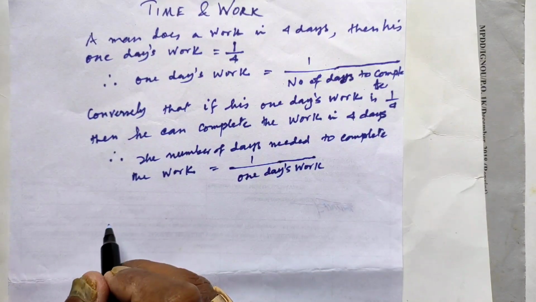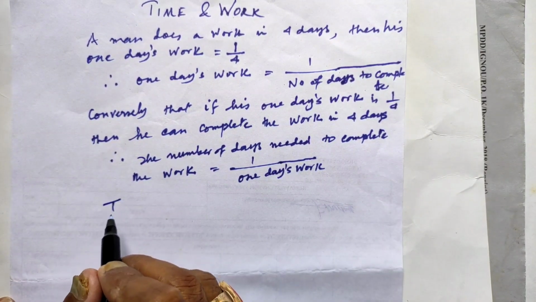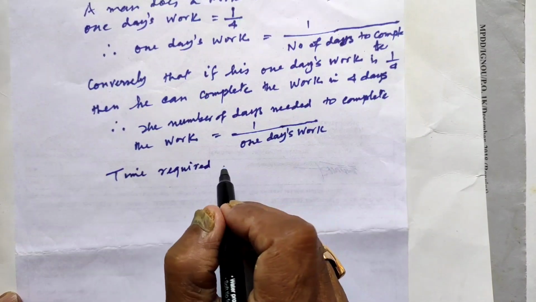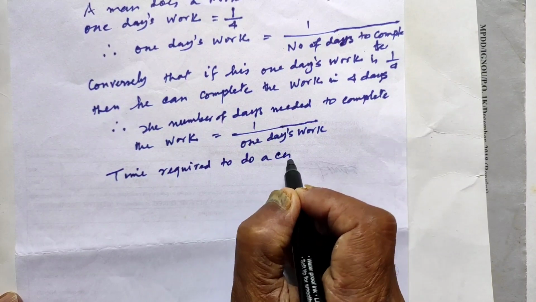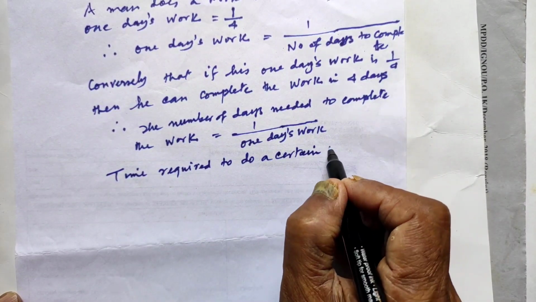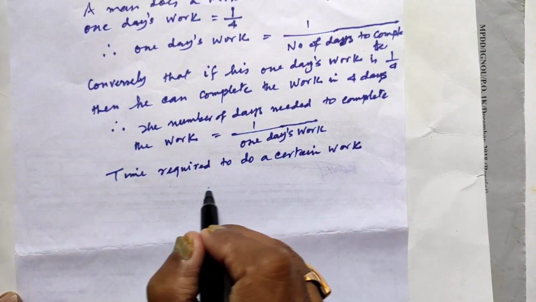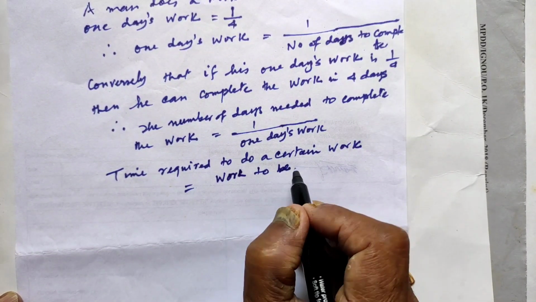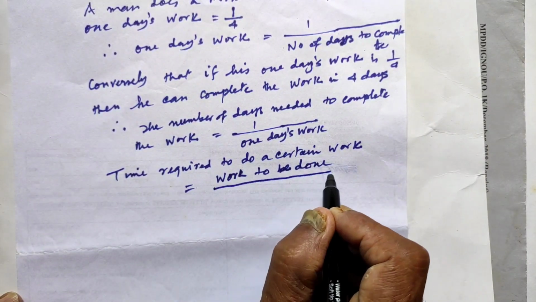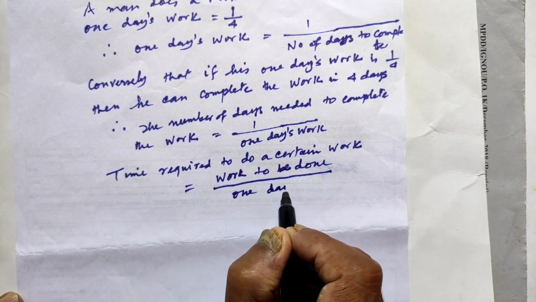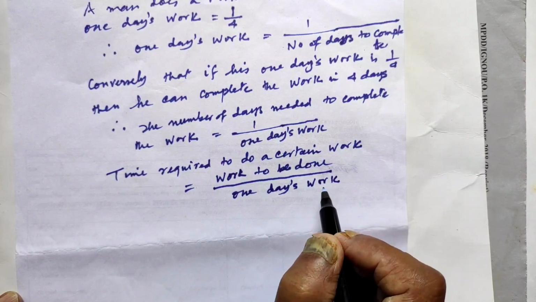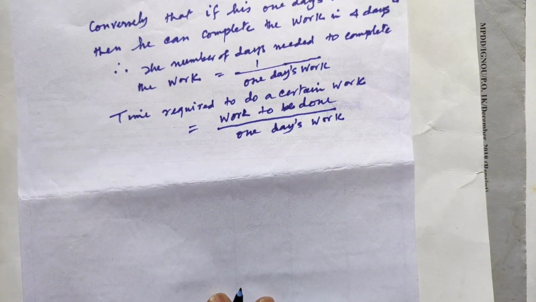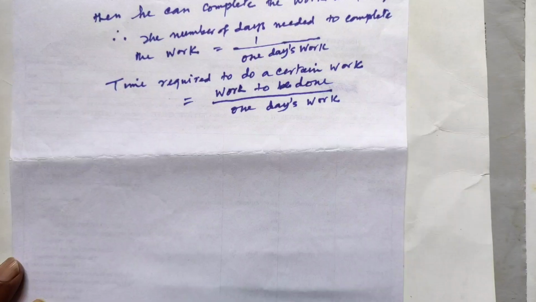one more important thing you have to keep in mind, that time required to do a certain work equals to work to be done by 1 day's work. So this theory you have to keep in mind in working out this type of sums. Okay, so now we can do some sums.